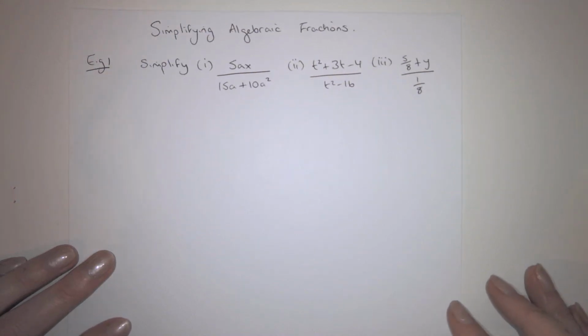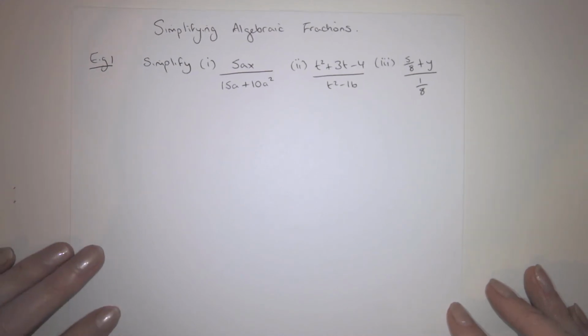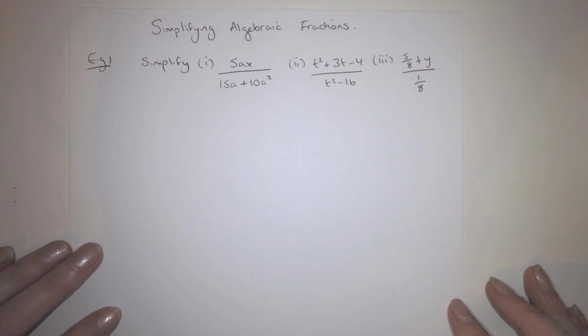Okay, so now we're moving on to simplifying algebraic fractions. So there's a couple of different types, so a few different examples under this section. We'll start with example 1. Simplify part 1, 5ax over 15a plus 10a squared, t squared plus 3t minus 4 over t squared minus 16, and 5 over 8 plus y all over 1 over 8.